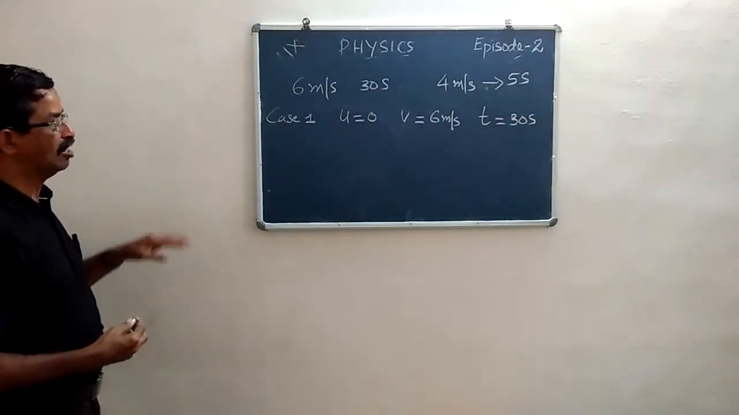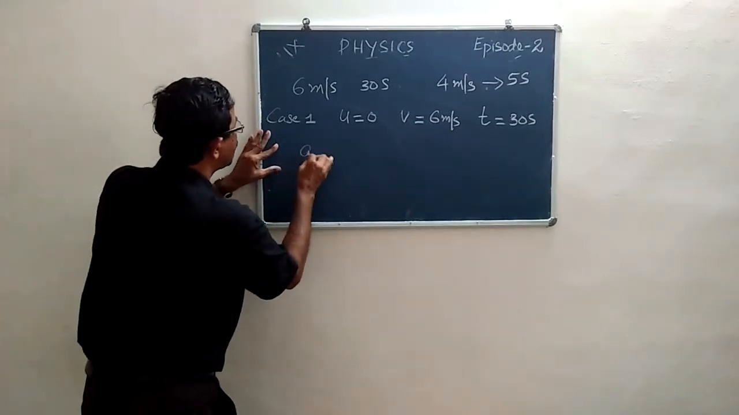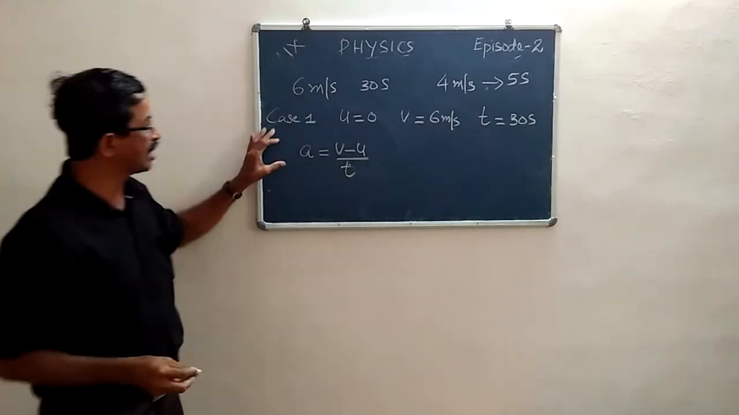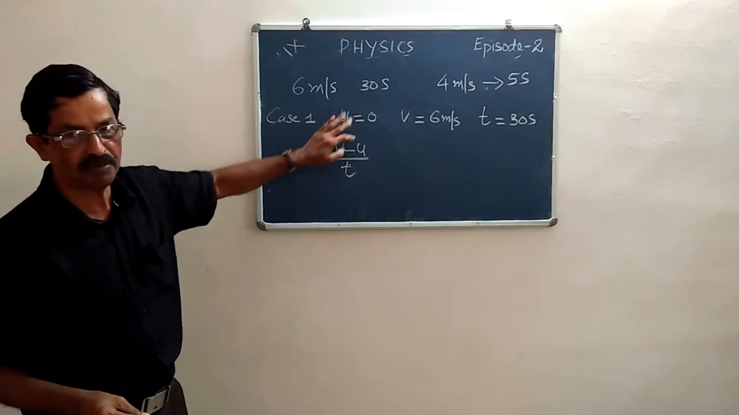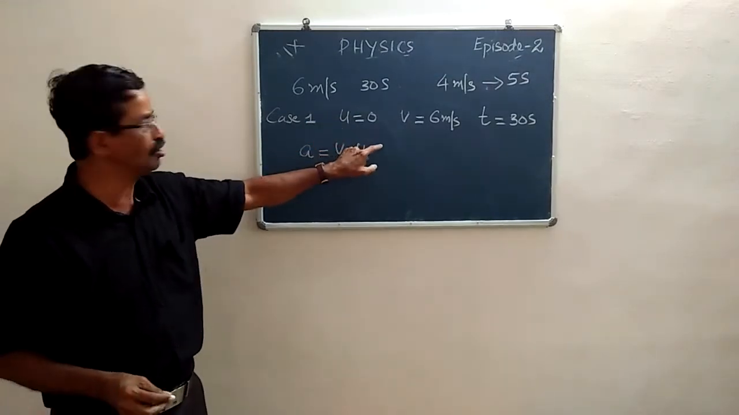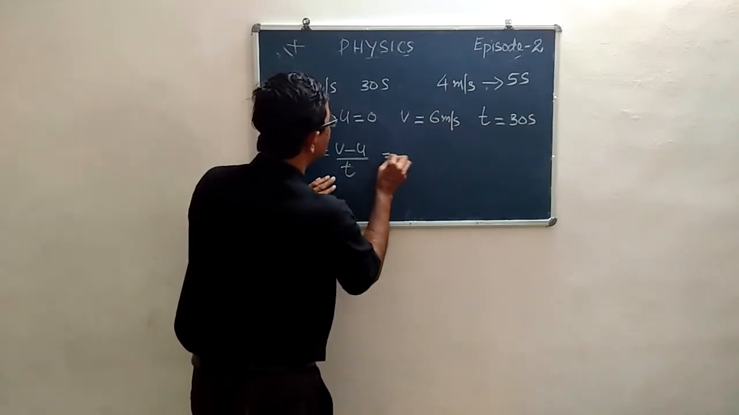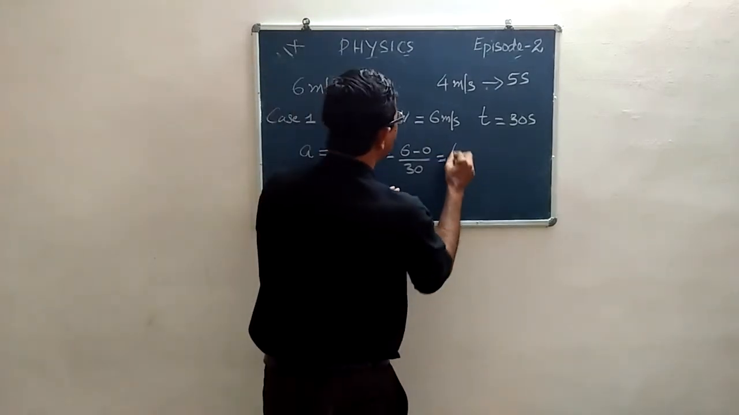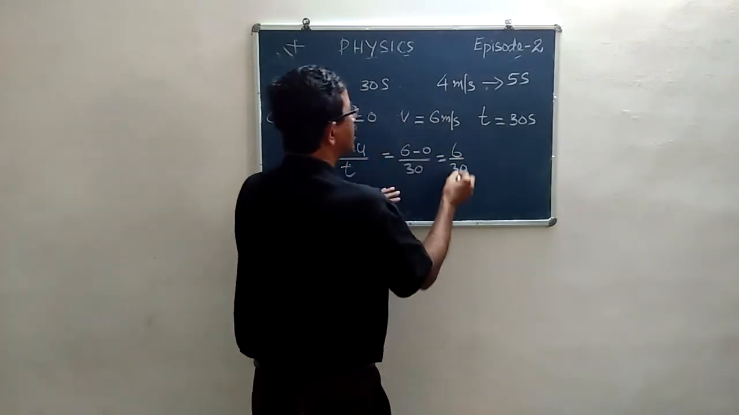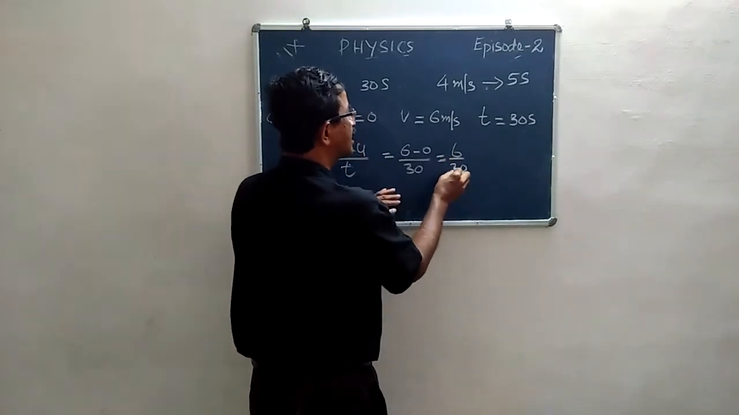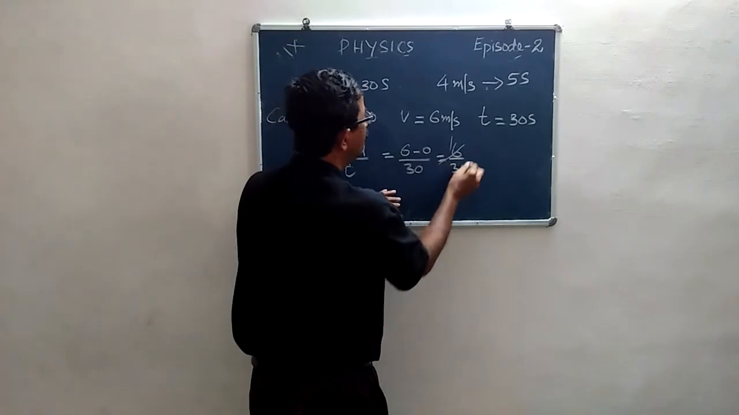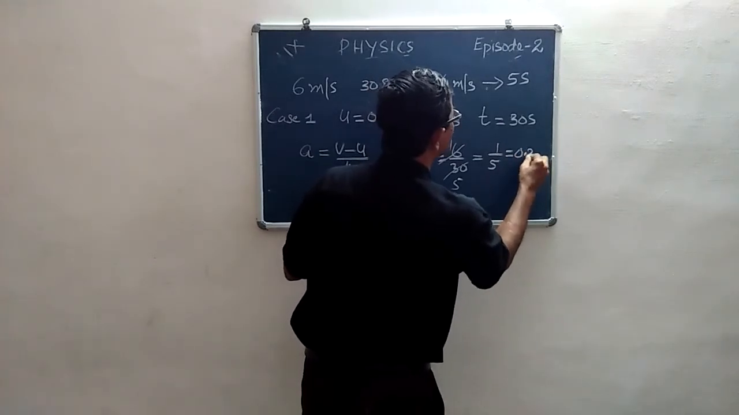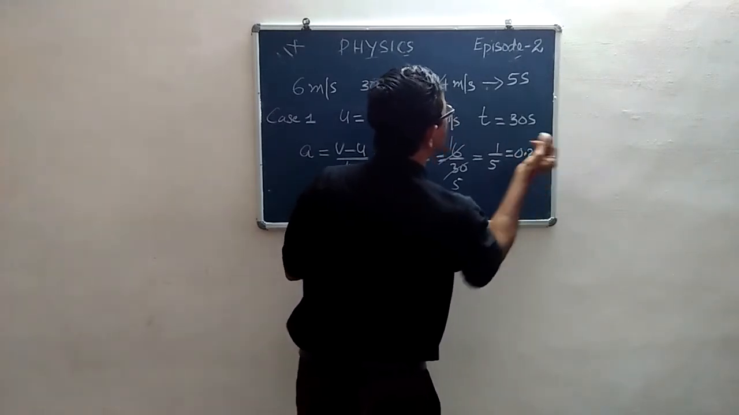Now we want to find out acceleration. a is equal to (v minus u) by t. That means acceleration is the change in velocity by time. That is equal to (6 minus 0) by 30, that is equal to 6 by 30. In 30, 6 goes 5 times, so that is equal to 1 by 5, which is equal to 0.2 meters per second square.